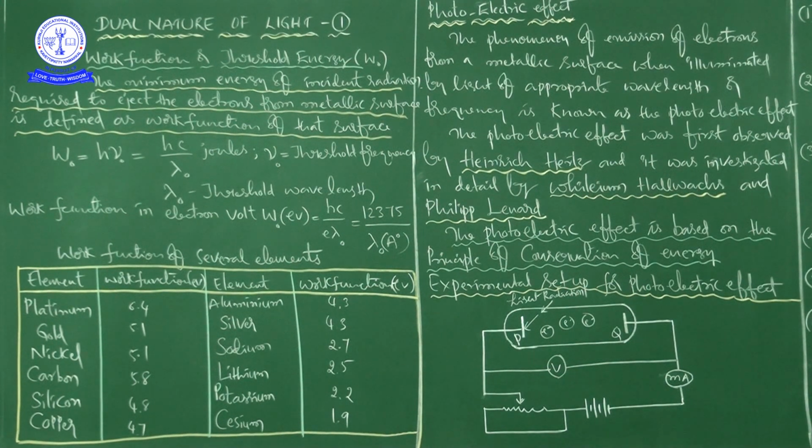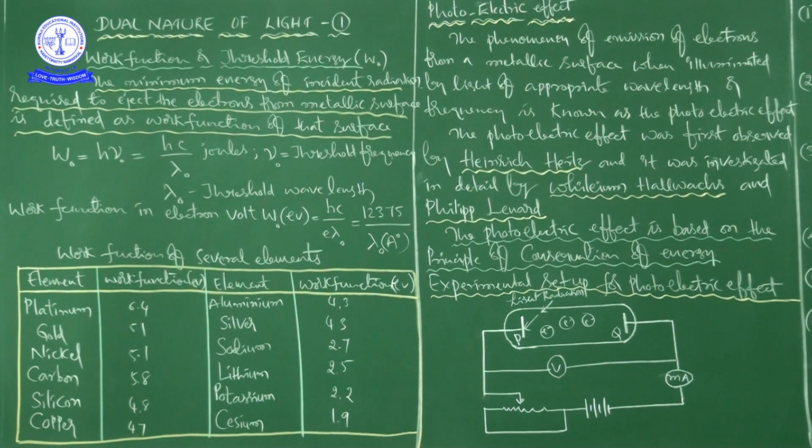Okay, right? Now you see this, what is work function or threshold energy? The minimum energy of incident radiation required to eject the electrons from a metallic surface is defined as the work function of that surface. I will repeat once again. The minimum energy of incident radiation required to eject the electrons from a metallic surface is defined as the work function of that surface.